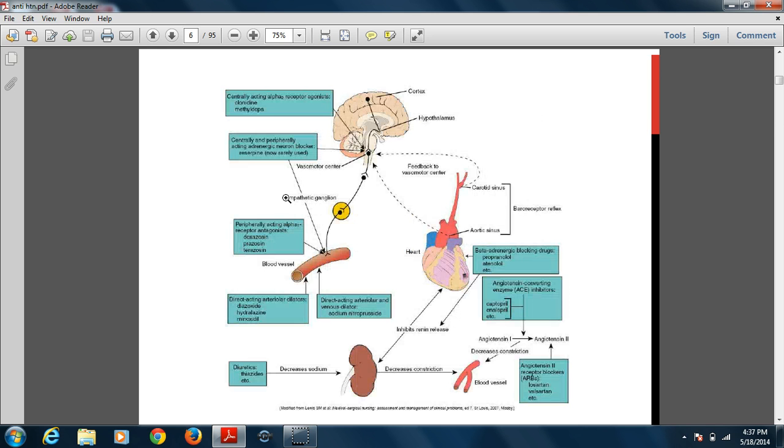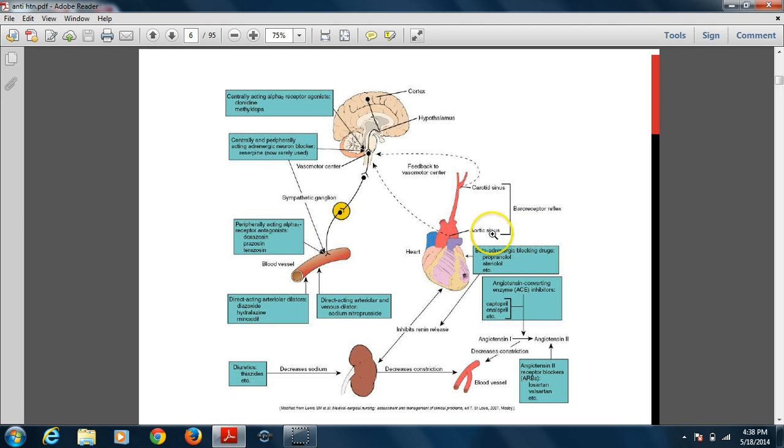So I do want to go back a little bit to the physiology of hypertension. And again, this is just another slide that you can refer back to when we're done with all of the talk about hypertensive or antihypertensive drugs, and really go back and look and see where each of these medications that we're going to talk about fit into the physiology of hypertension.